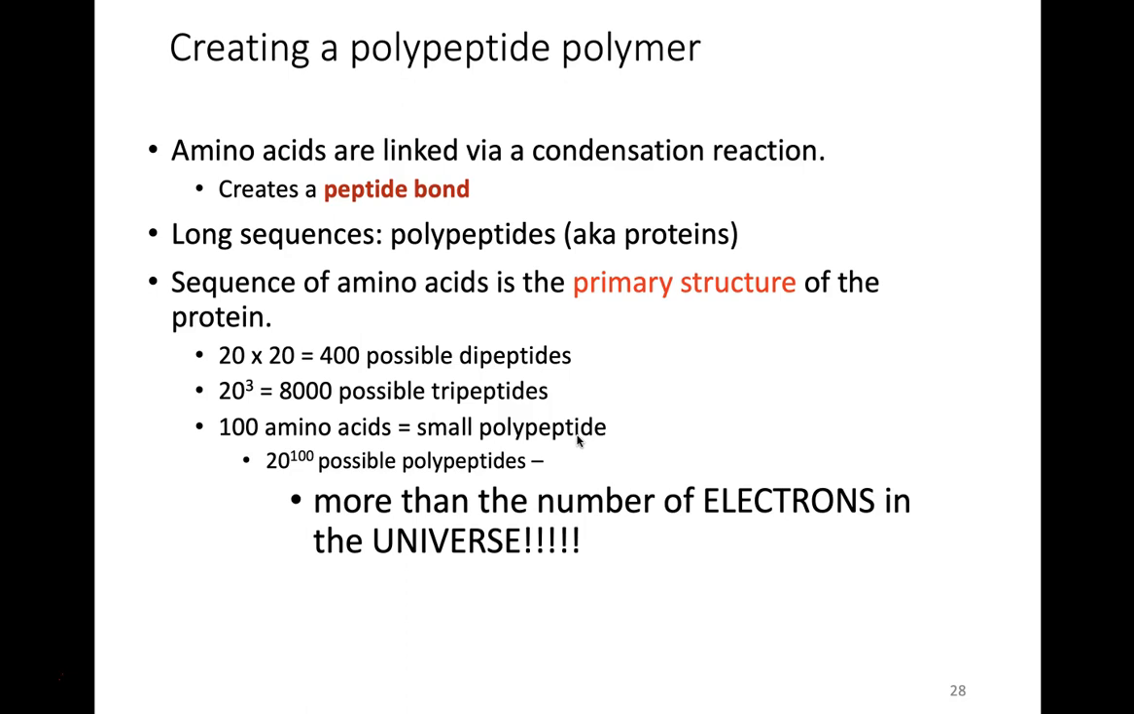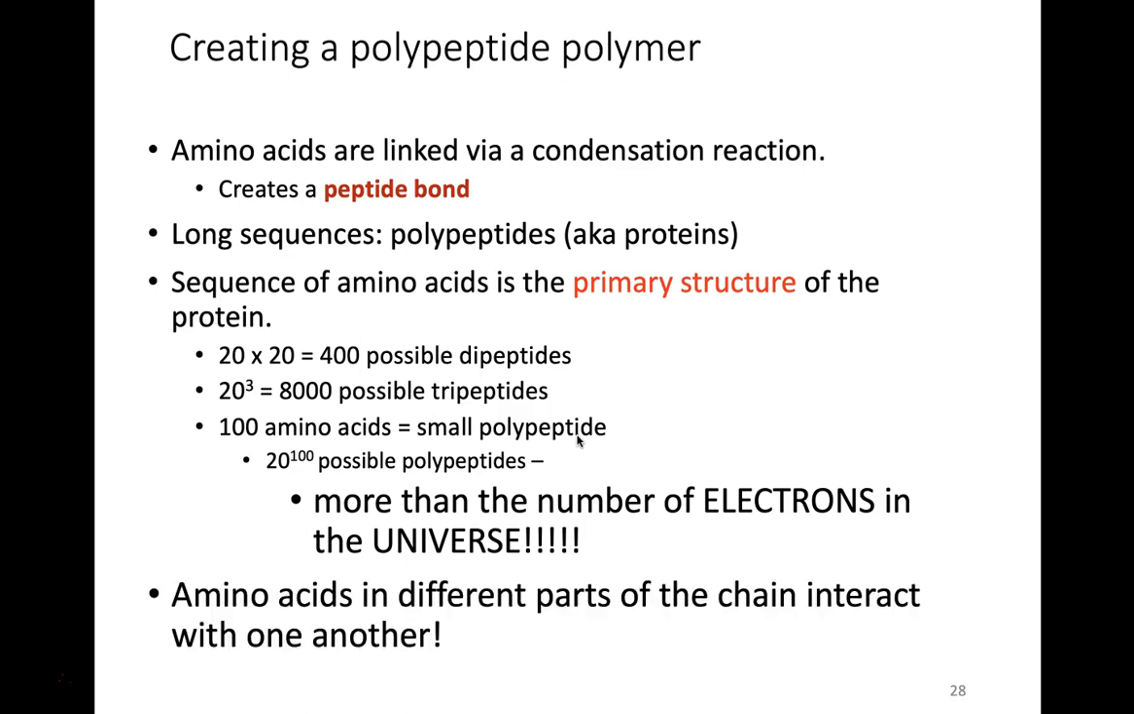Okay, and you may not believe me here, but I am telling you guys that that is more than the number of electrons in the universe. Think of all the atoms with all the electrons. Alright, mind blown, right? So we can take these 20 amino acids and string them together in different ways, like beads on a string, and we can make almost literally infinite combinations of those things. So that's pretty cool, right? Like, that's pretty amazing, I think.